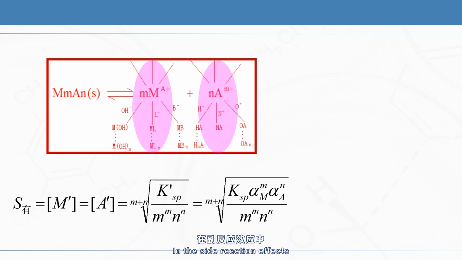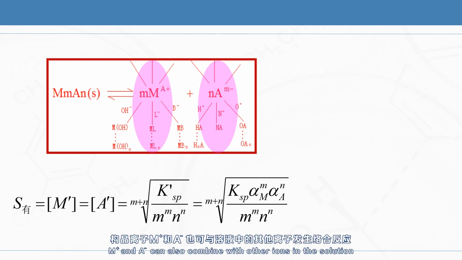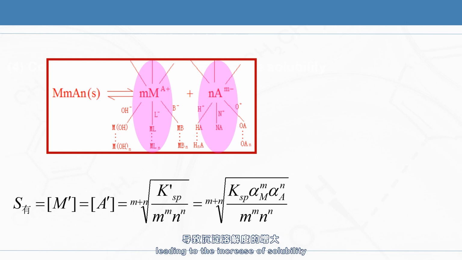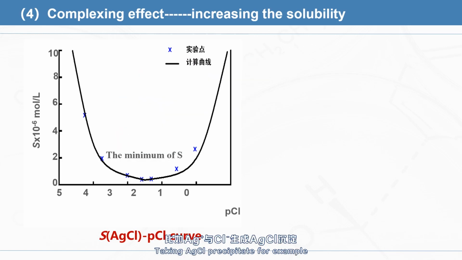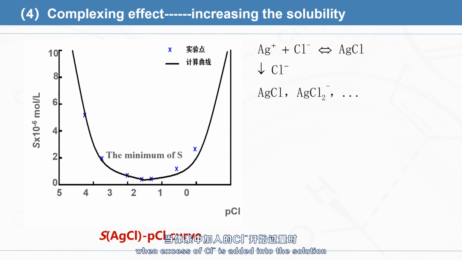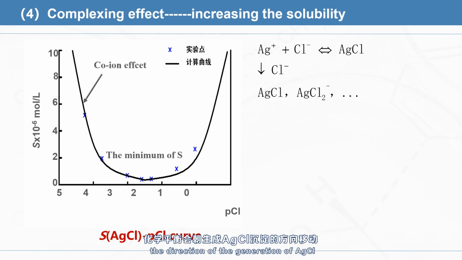In the side reaction effects, besides acid effect, M and A can also combine with other ions in the solution, leading to the increase of solubility, which is called the complexing effect. Taking silver chloride precipitate, for example, when excess of chloride is added into the solution, the chemical equilibrium will move towards the direction of the generation of silver chloride, whose solubility is declining due to the co-ion effect.